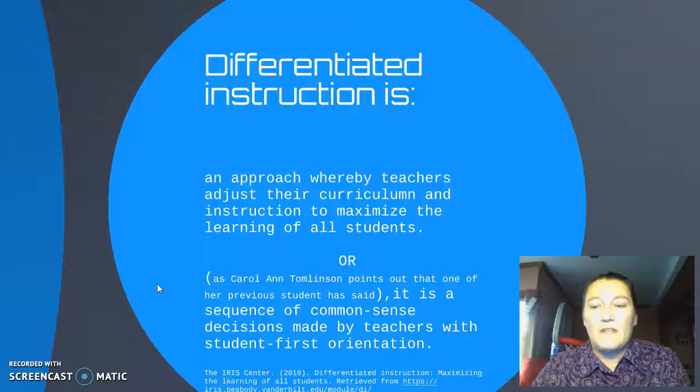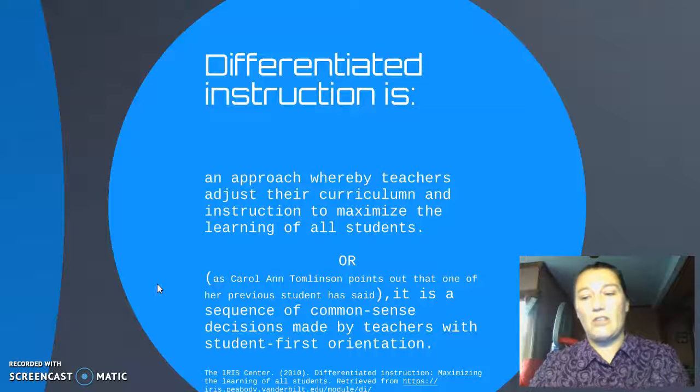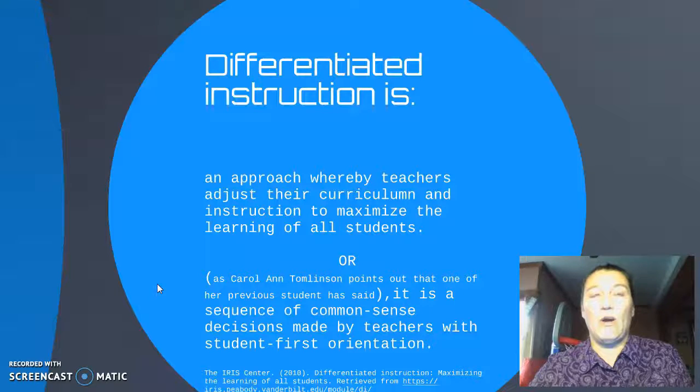To me, that just says that it only makes sense to use differentiated instruction because that is what is going to make the student's education better. I mean, like it says in there, it's only common sense to try to do what's best for the student. That's what we're there for. We're teachers.